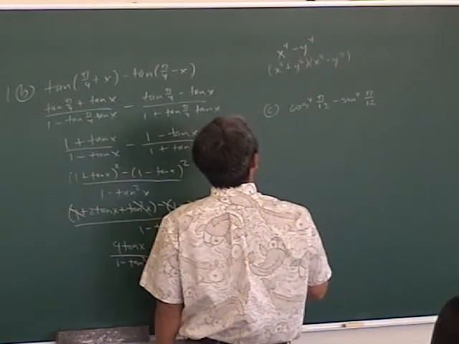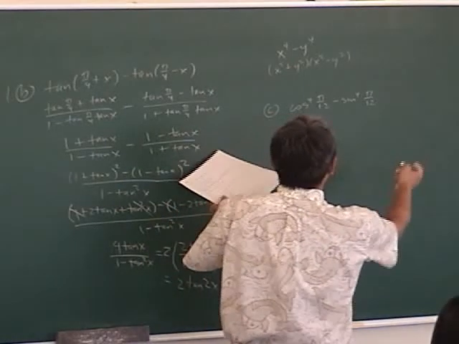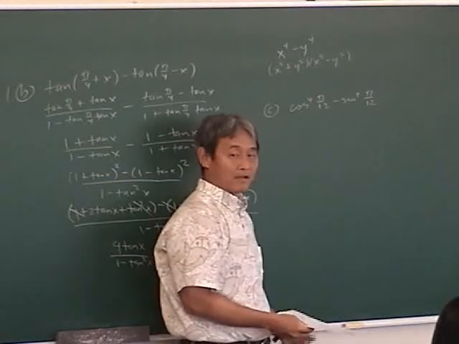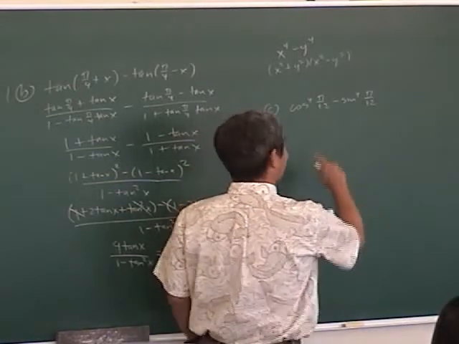Wait, let me look. Yes, that's what you do. I mean, pretty much, I guess that's not the only thing you can do. How many people did it the bad way? The bad way is, okay, cosine pi over 12.